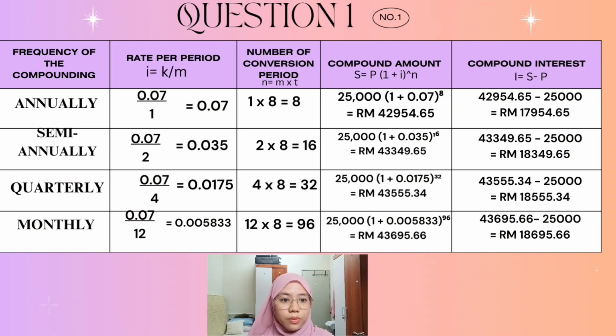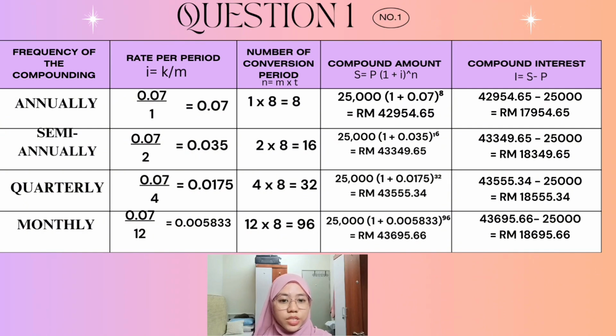For compound amount, we will use the compound interest formula S equals P open bracket 1 plus I close bracket to the power of N. 25,000 open bracket 1 plus 0.07 close bracket to the power of 8 will get RM42,954.65. And to get compound interest, we will use the formula I equals S minus P. So RM42,954.65 minus 25,000, which is the principal, we will get RM17,954.65.